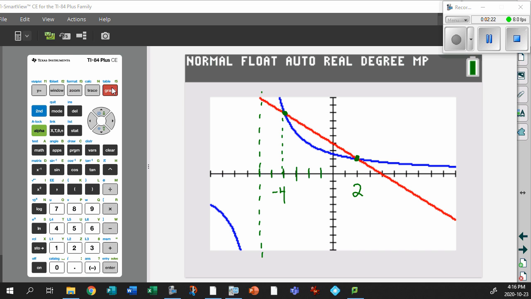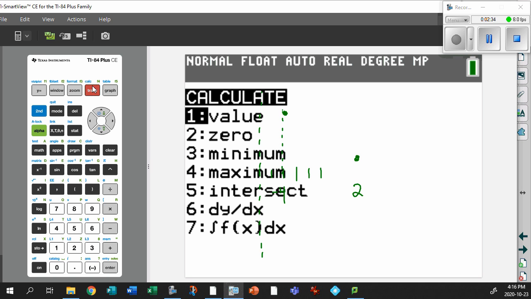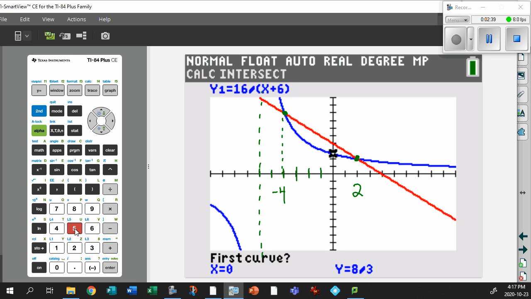But what if they were very, very close to that? What if the question said, prove it? Show me a method and prove it. Well, of course you can prove it. All you have to do is go second and hit calc. Remember how to do this? Second, calc, intersect. Does that bring back some memories from Math 20-1? Oh, it brings back nightmares. Okay, sorry about the nightmares then. Bring the cursor over close to that one intersect, hit enter 3 times, and look at that. You got an answer of 2, 2.